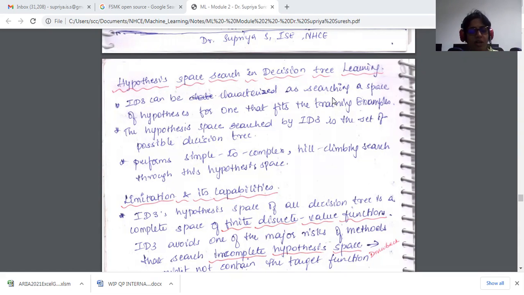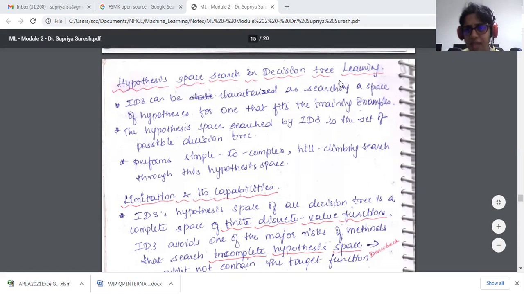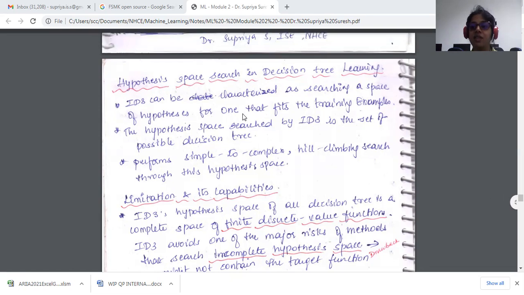Basically we will try to find one particular hypothesis that best fits our training data, right? So decision trees are also one among the methods which can search all of these hypothesis spaces and come up with one particular hypothesis that best fits the given problem statement. It tries to come up with the target function such that it best fits the given solution, and whatever correct predictions or classification is required is satisfied. So ID3 can be categorized as searching a space of hypotheses for one that fits the given training examples.